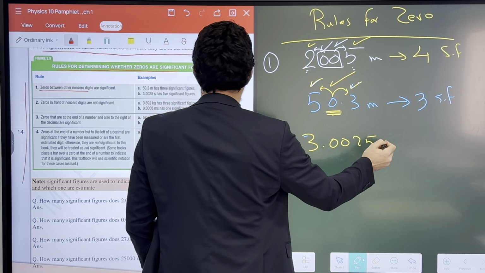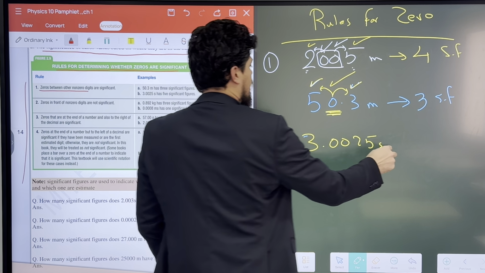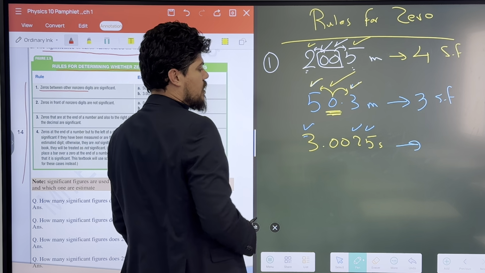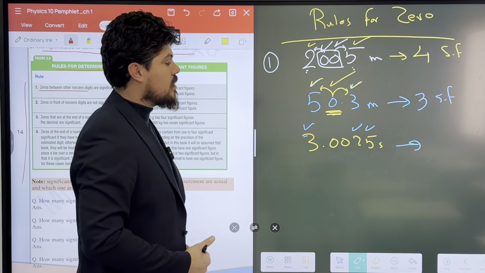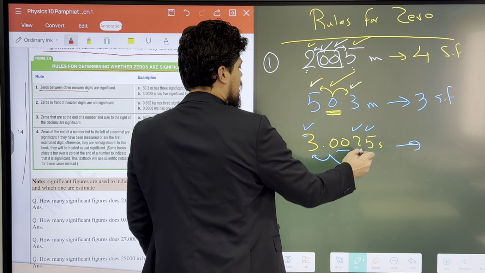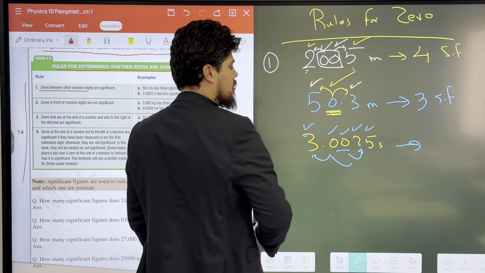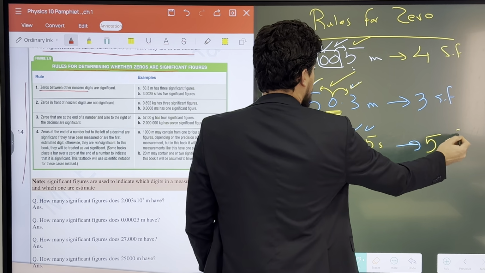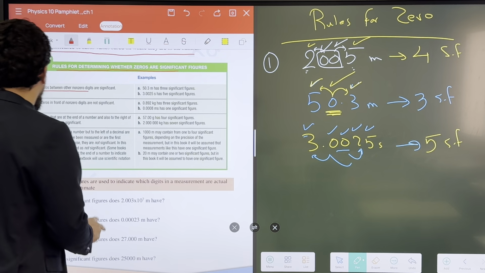3.0025 seconds. These three numbers are significant. Already we have 3 significant figures here. Look at the 0. These two zeros are located between the numbers, yes, so they are also considered to be significant. So we have 5 significant figures here.